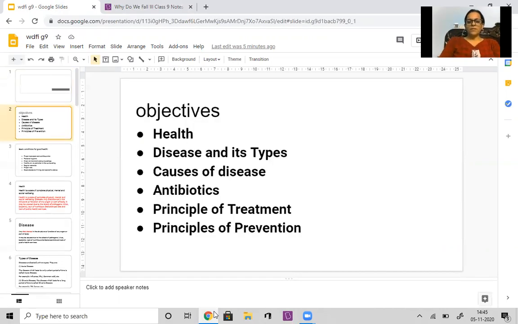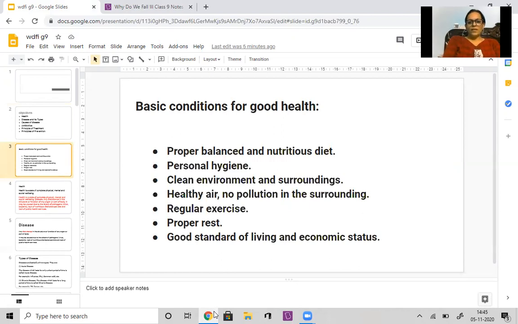In this chapter, we are going to discuss health, disease and its types, causes of disease, antibiotics, principle of treatment, and principle of prevention. Okay. So what are the conditions for good health? If we look at it practically, what are the conditions required for good health?